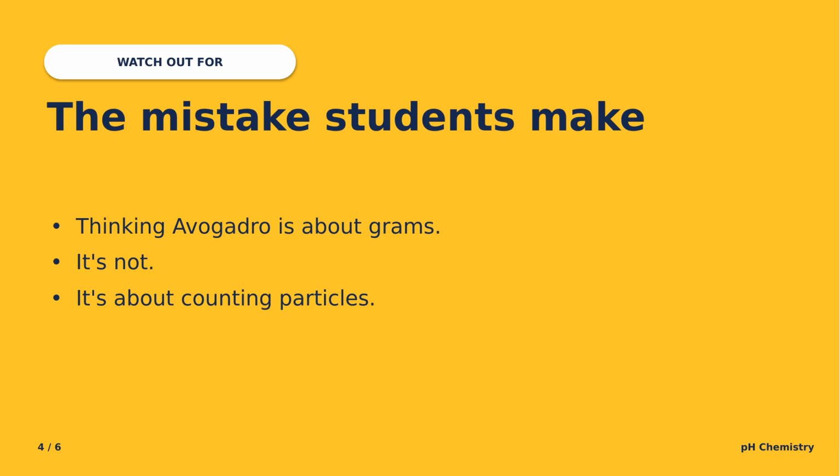Common slip. Thinking Avogadro is about grams. It's not. It's about counting particles. Use it whenever a question asks how many atoms, ions, or molecules, never to find a mass directly.